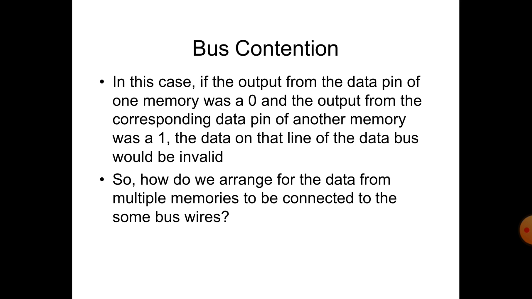What is meant by bus contention? This slide shows bus contention. In this case, if the output from the data pin of one memory is 0, and the output from the corresponding data pin of another memory is 1, the data on that line of the data bus would be invalid. So how do we arrange for the data from multiple memories to be connected to the same bus wires?